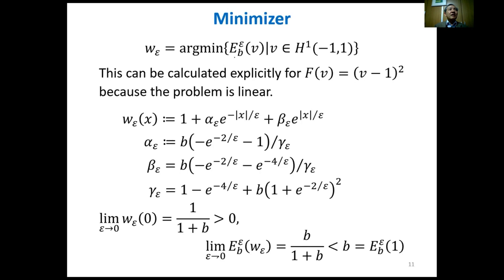We consider the minimizer of this E epsilon B, where V is in H1, and take the minimizer. This can be calculated explicitly for F equal to (V minus 1) squared, because the Euler-Lagrange equation is a linear equation. So this is maybe an undergraduate exercise. You get such a solution, and you can prove W epsilon at zero tends to one over one plus B, and the limit energy is B over one plus B. B is the energy if V is identically one. But this limit energy is actually smaller than this energy. What is this smaller energy?